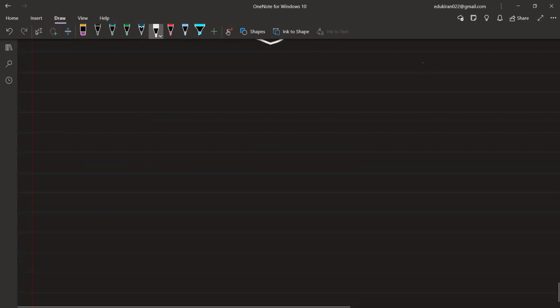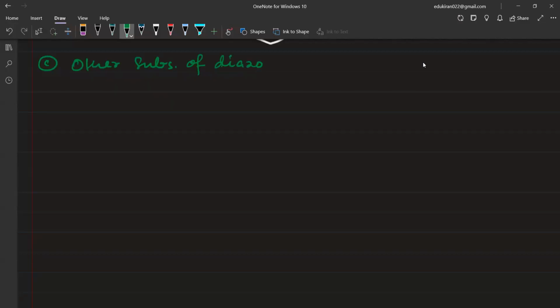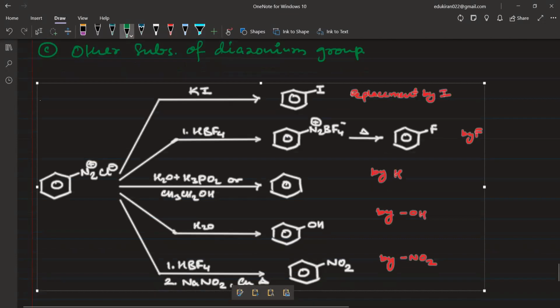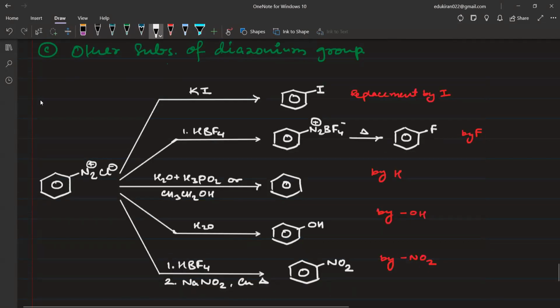After the Gattermann reaction, you write other substitutions of the diazonium group. If you react this with KI, then the diazonium group is replaced by an iodide group. If you react this with HBF4, you will get the diazonium borofluoride, and here you will heat it to get it replaced by fluorine. So we get iodobenzene and fluorobenzene.